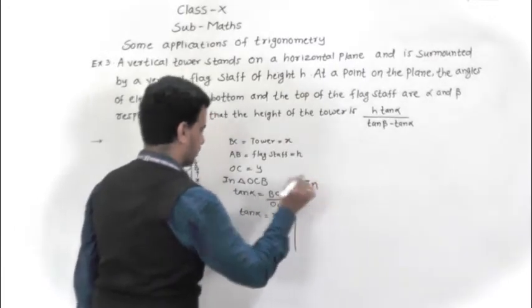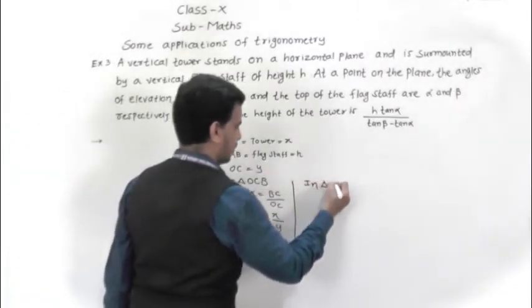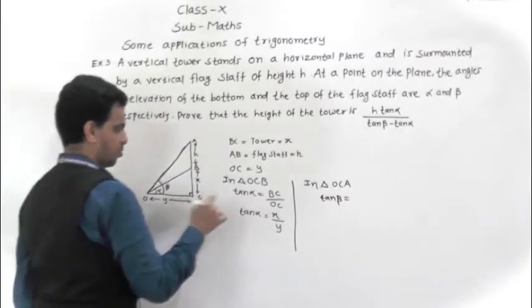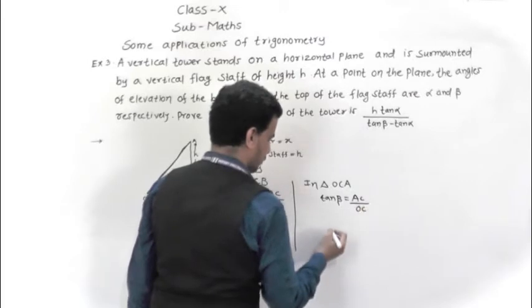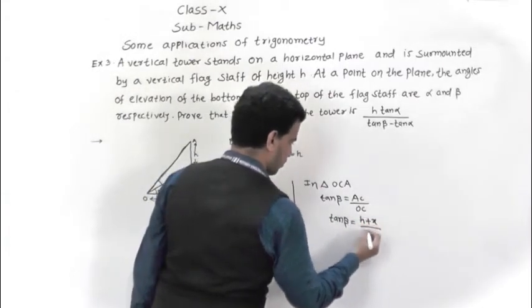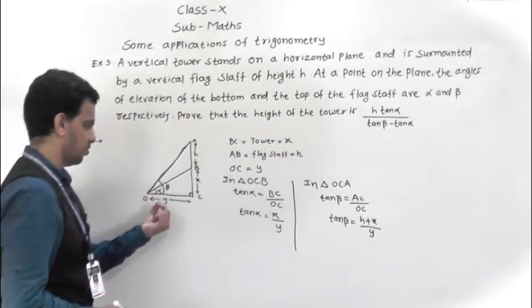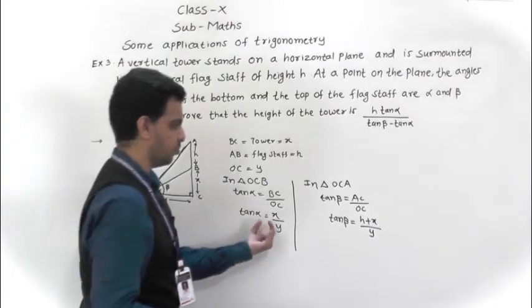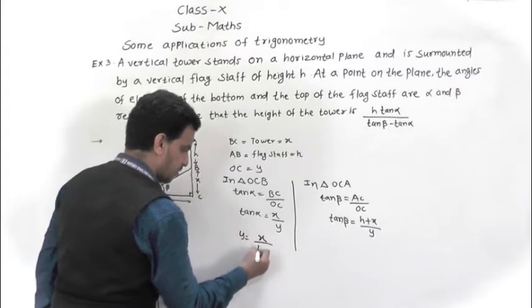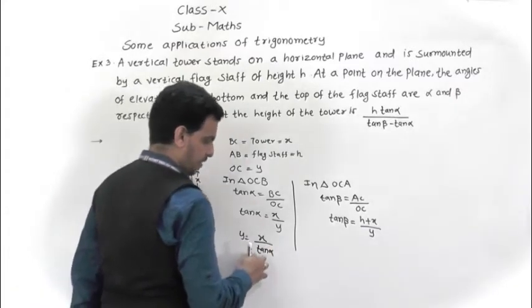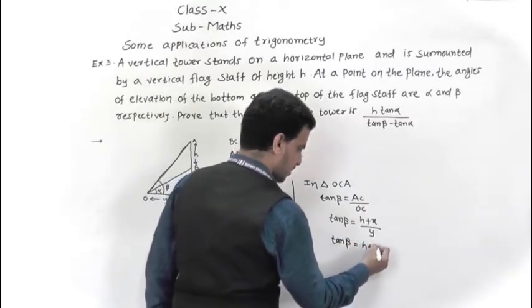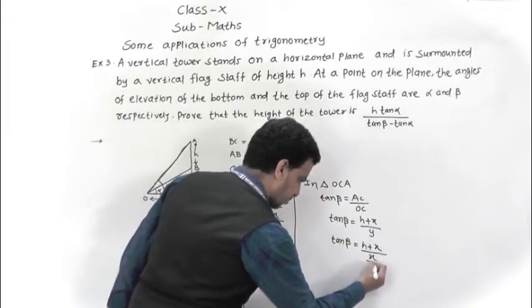So next, in triangle OCA, tan beta is equal to AC upon OC. So tan beta is equal to, AC value is H plus X, upon OC value is Y. Okay, now we don't want this Y, so we have to remove this Y. So how will we remove it? By using this, what is the value of Y? Y is equal to X upon tan alpha. So this value of Y we have to put here. If we put the value of Y here, tan beta is equal to H plus X upon, value of Y, X upon tan alpha.